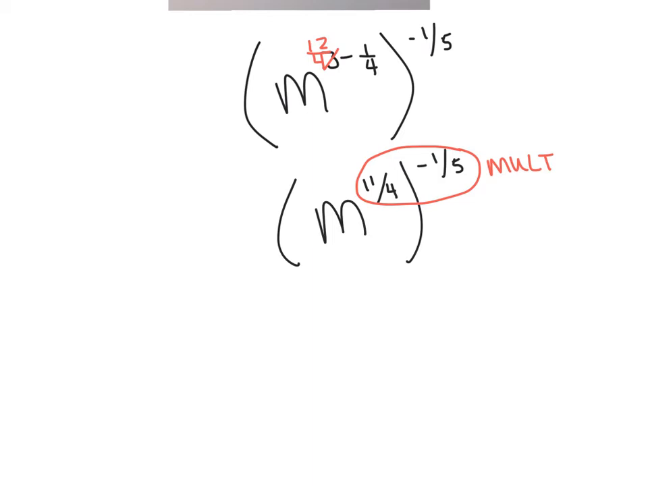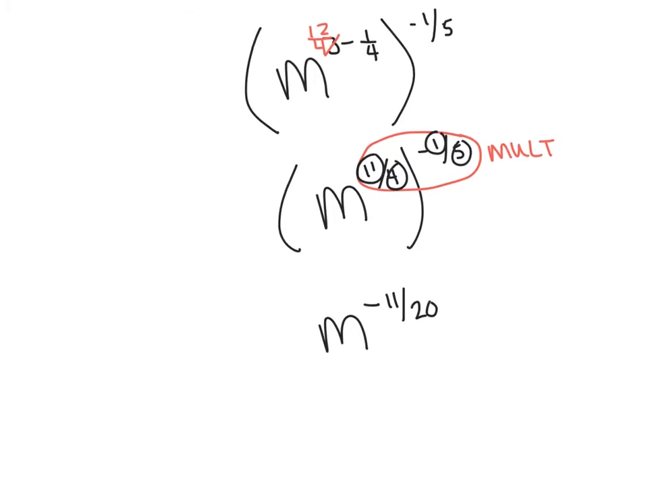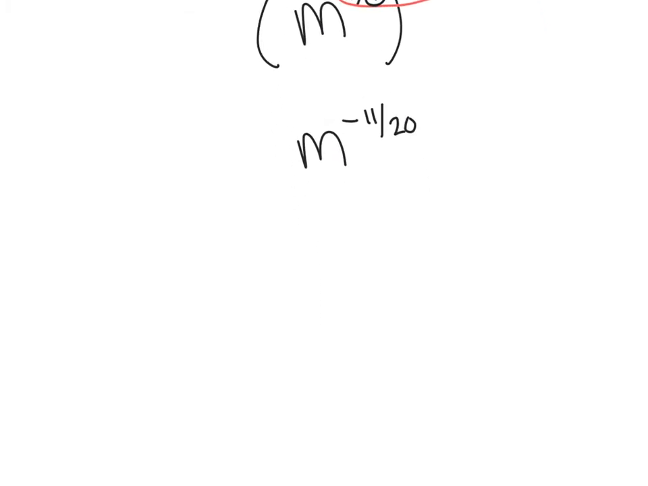And when I do that, I definitely get a negative number. And 11 times 1 is 11. And 4 times 5 gives me 20. And now I want to rewrite this so that the exponent becomes positive. So it would be 1 over m raised to the 11/20.